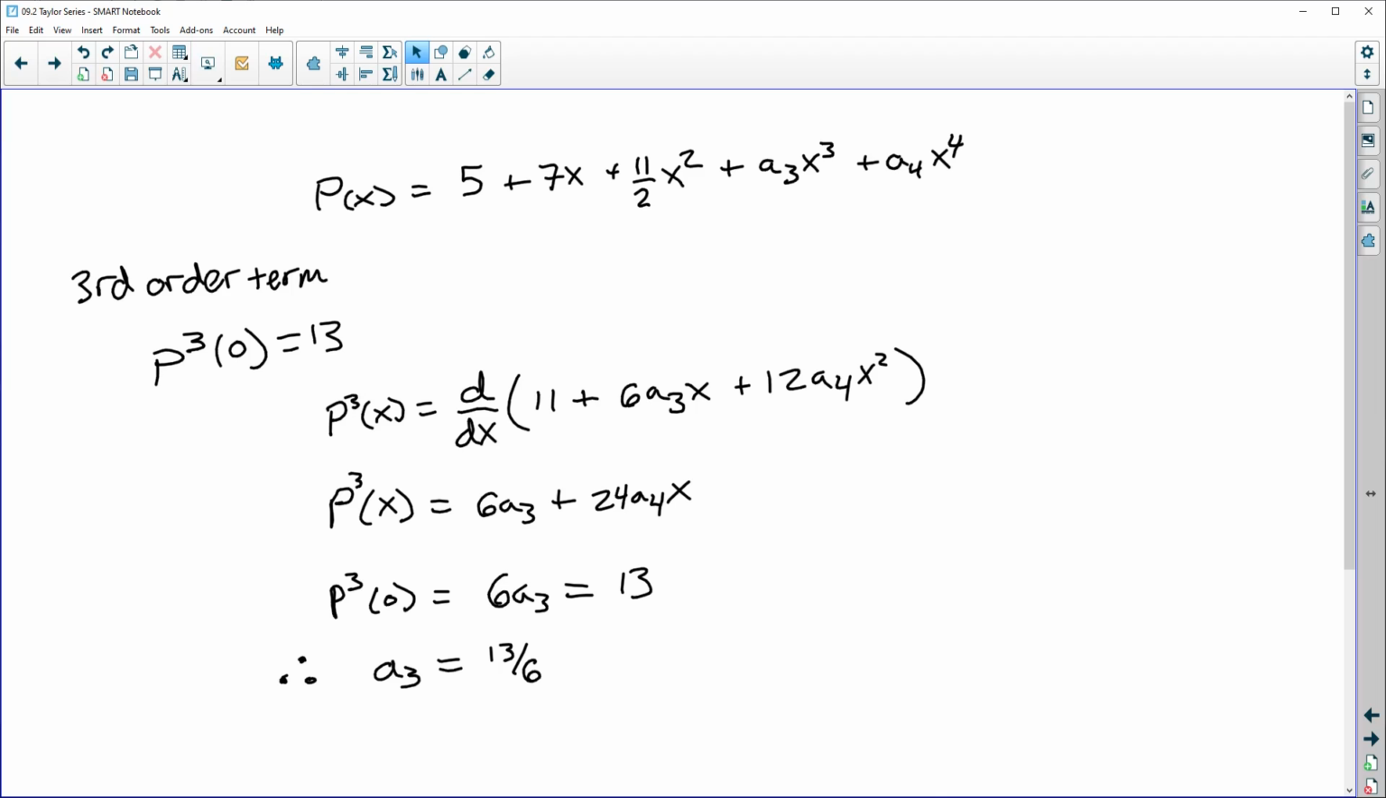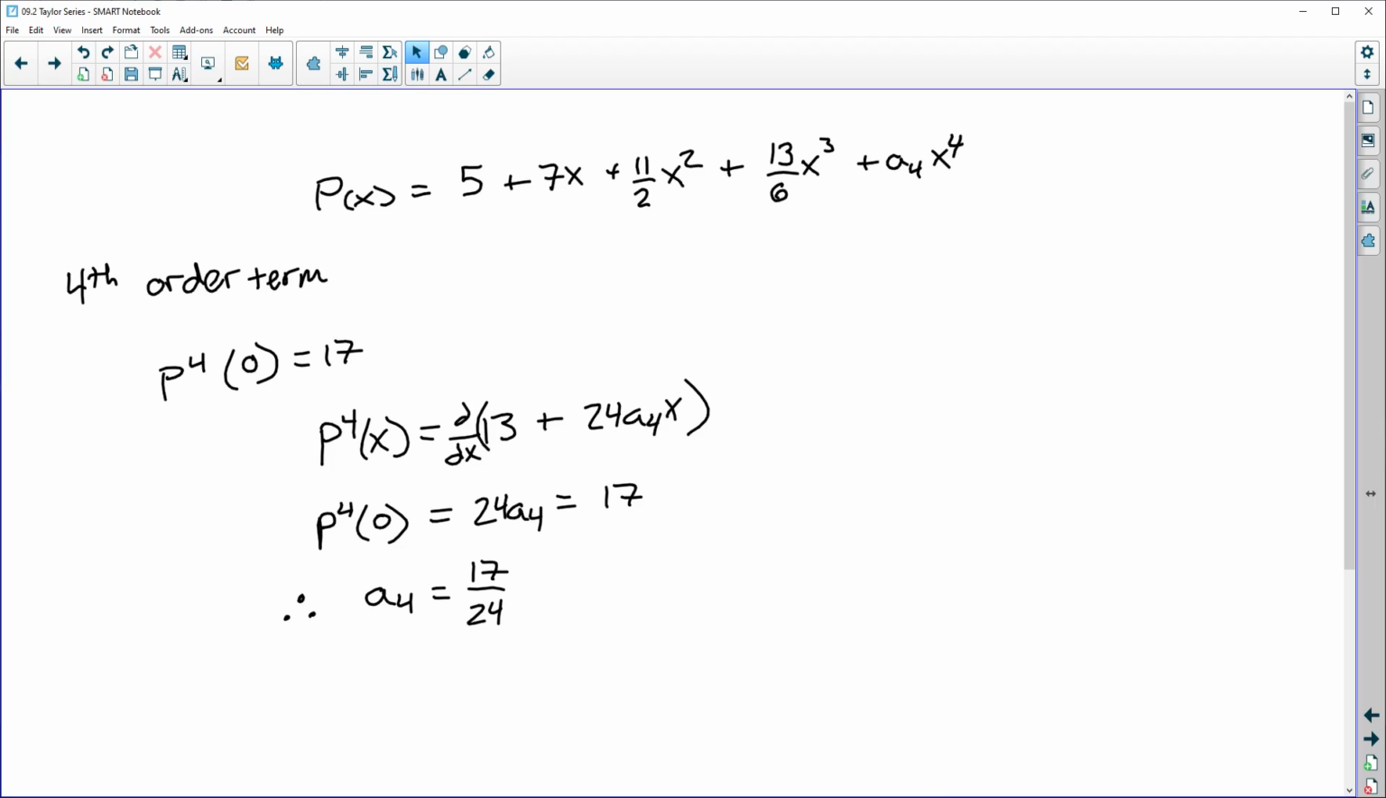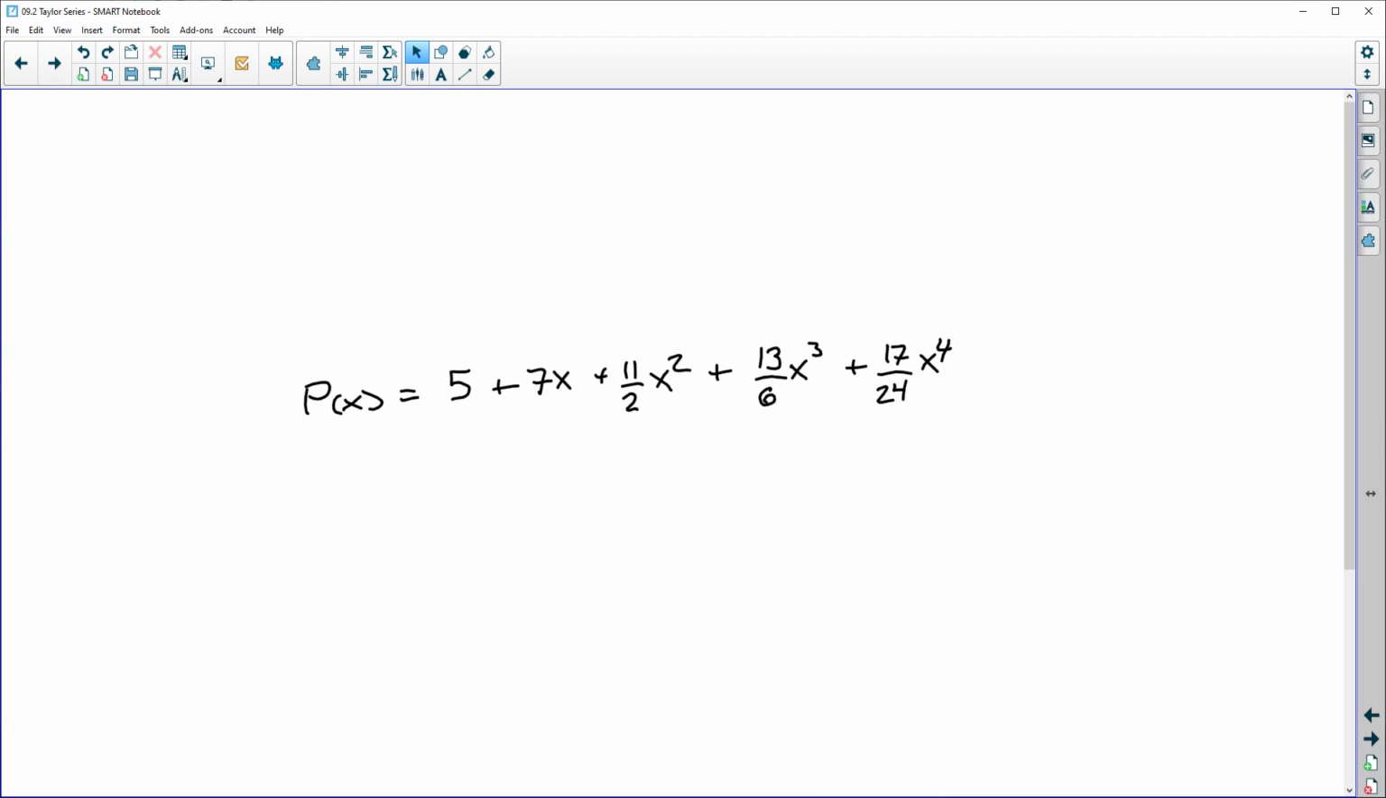Our third order term requires us to take the third derivative and evaluate it at 0, setting the function equal to 13. The result of this shows that a3 is equal to 13 divided by 6. Our last term, the fourth order, requires us to look at the fourth derivative's initial condition. This finally sets x to the fourth power equal to a constant. Therefore, the constant a4 equals 17 divided by 24. Finally, we have our solved polynomial for our initial conditions.